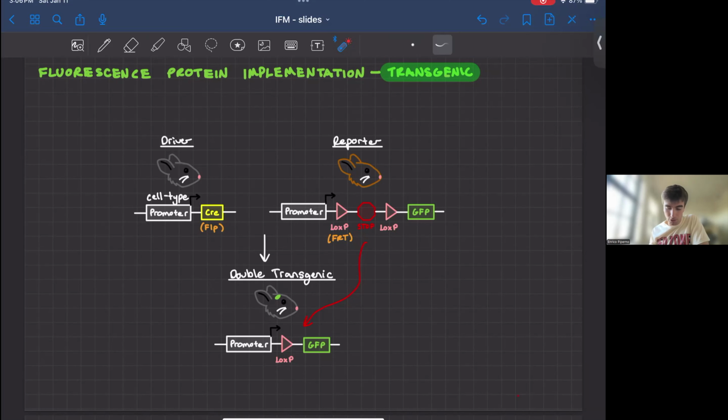The main tool used in transgenic modification is the Cre or Flp recombinase, which is an enzyme which can cut and alter DNA at specific sequence sites. In the driver line, a promoter is used to promote the transcription of the Cre or Flp recombinase downstream. This promoter can be cell type and location specific.